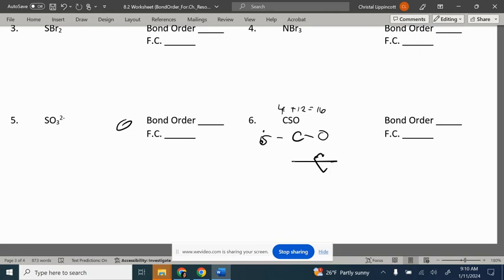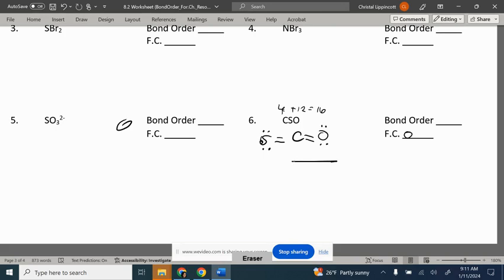So I'm going to put 2, 4, 6. So that's 2, 4, 6, 8. This is 10 and 12. And I have 14 and 16 left over. So I'm going to double bond here and double bond here. Okay. So Ray had asked me via email if my formal charge, which I had as 0, was incorrect.